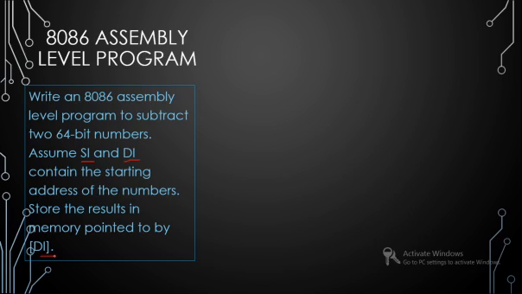So can you try it? What is to be done? You just have two locations, one points to the first number and the other points to the next number, but the only thing is that it is a 64-bit number.